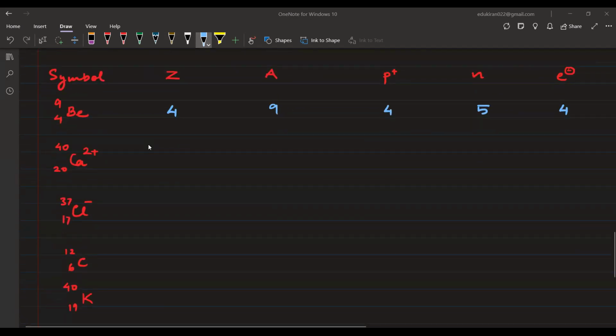Okay. Now tell me for calcium. All of you, please keep your mic on and tell me. Z is equal to 20. A is equal to 40. Protons 20. Neutrons 20. Electrons 20? No. Oh, 18. Yes, 18, because of the 2+ charge. Iram, understood? Okay.